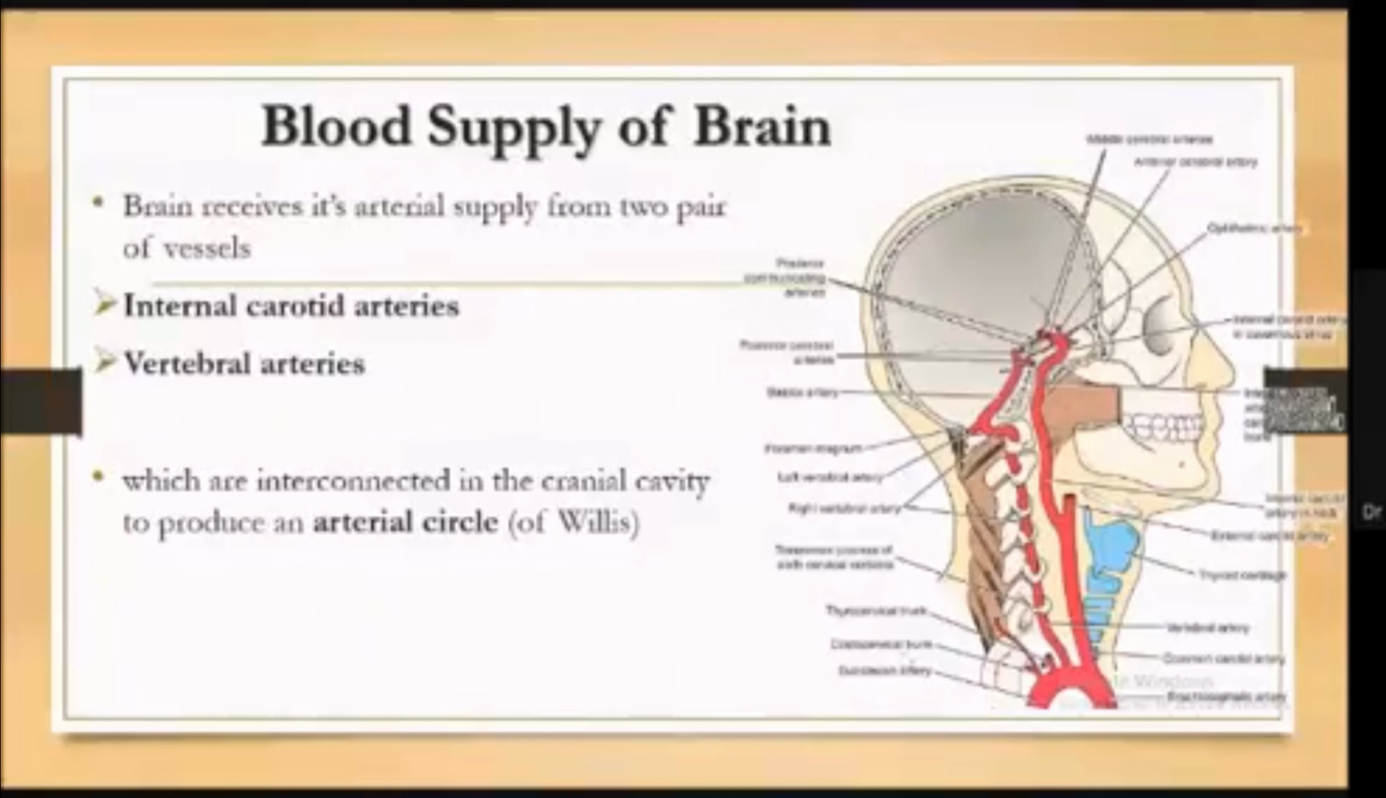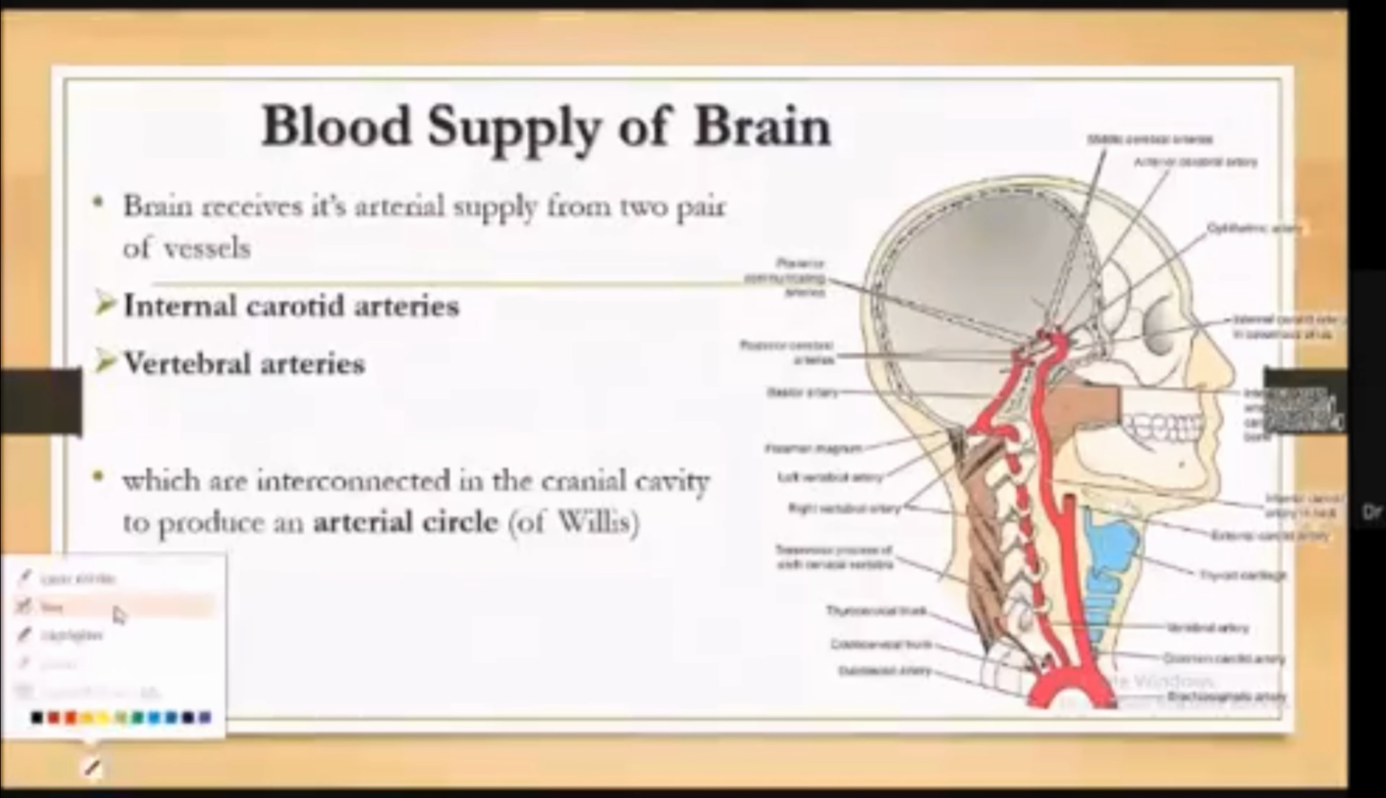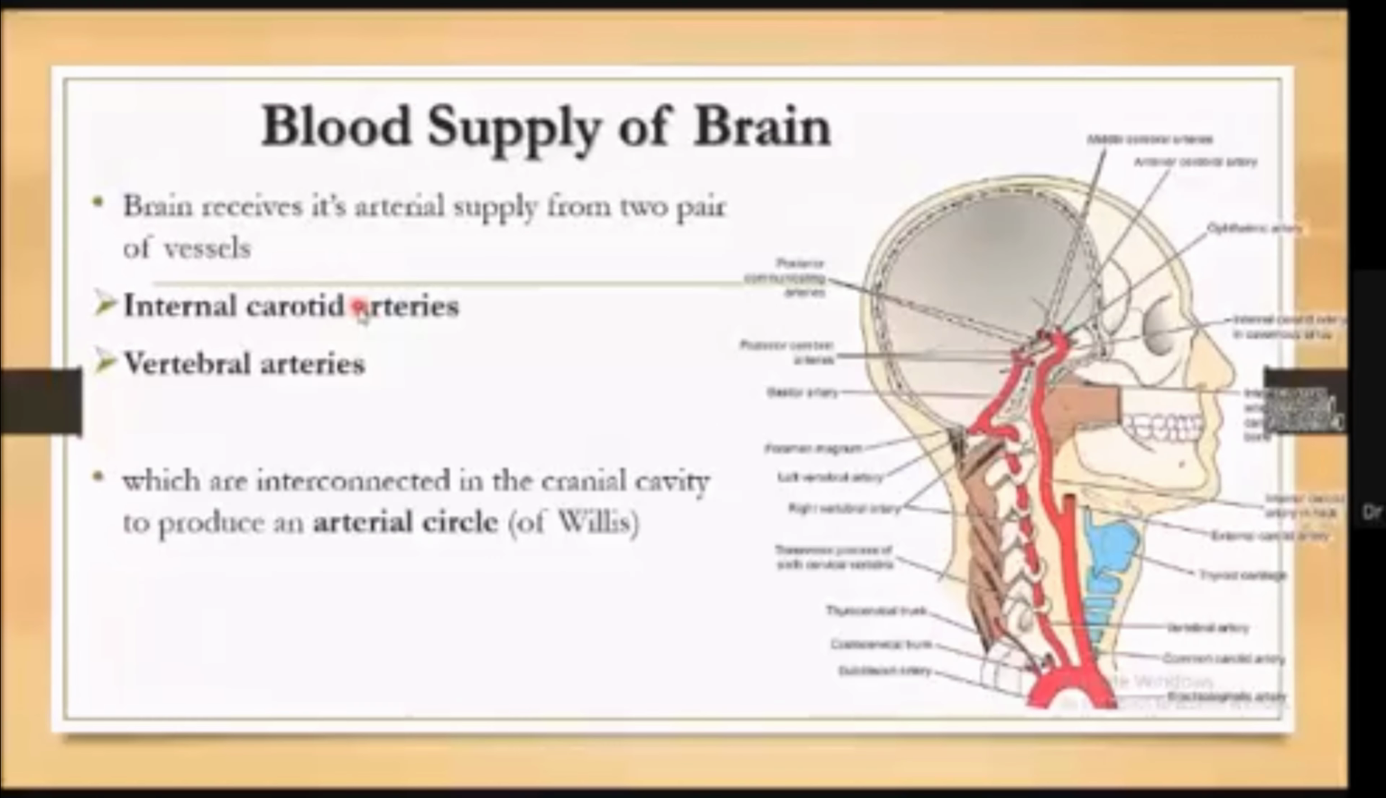Artery and the vertebral artery. So paired internal carotid arteries and vertebral arteries are giving the main supply to the brain, and they are connected at the base of the brain via their branches, and they are making a circle of Willis.